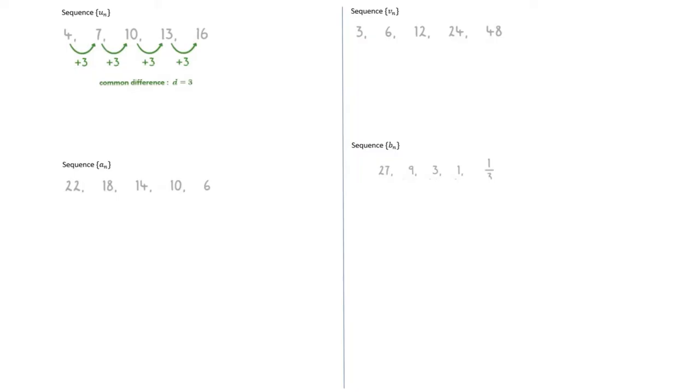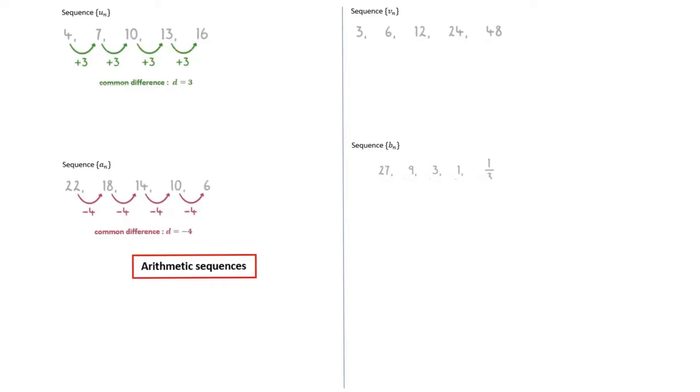For the sequence An, to get from 22 to 18, we subtract 4. To get from 18 to 14, we subtract 4 again, etc. Subtracting a number is the same as adding its opposite, so we still have a common difference, which is -4. Sequences like these two, where we add the same amount each time, are called arithmetic sequences. It's a very common pattern. We find it very often.